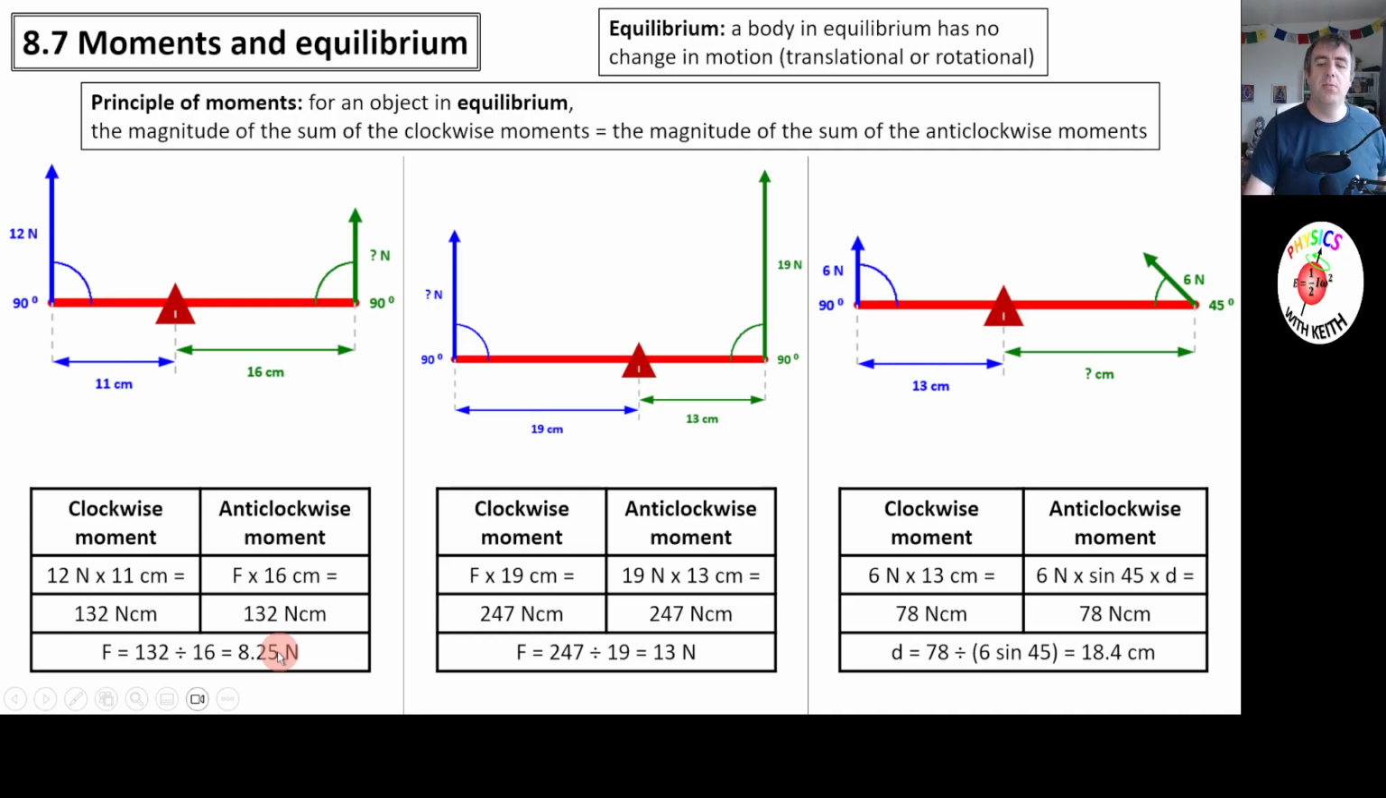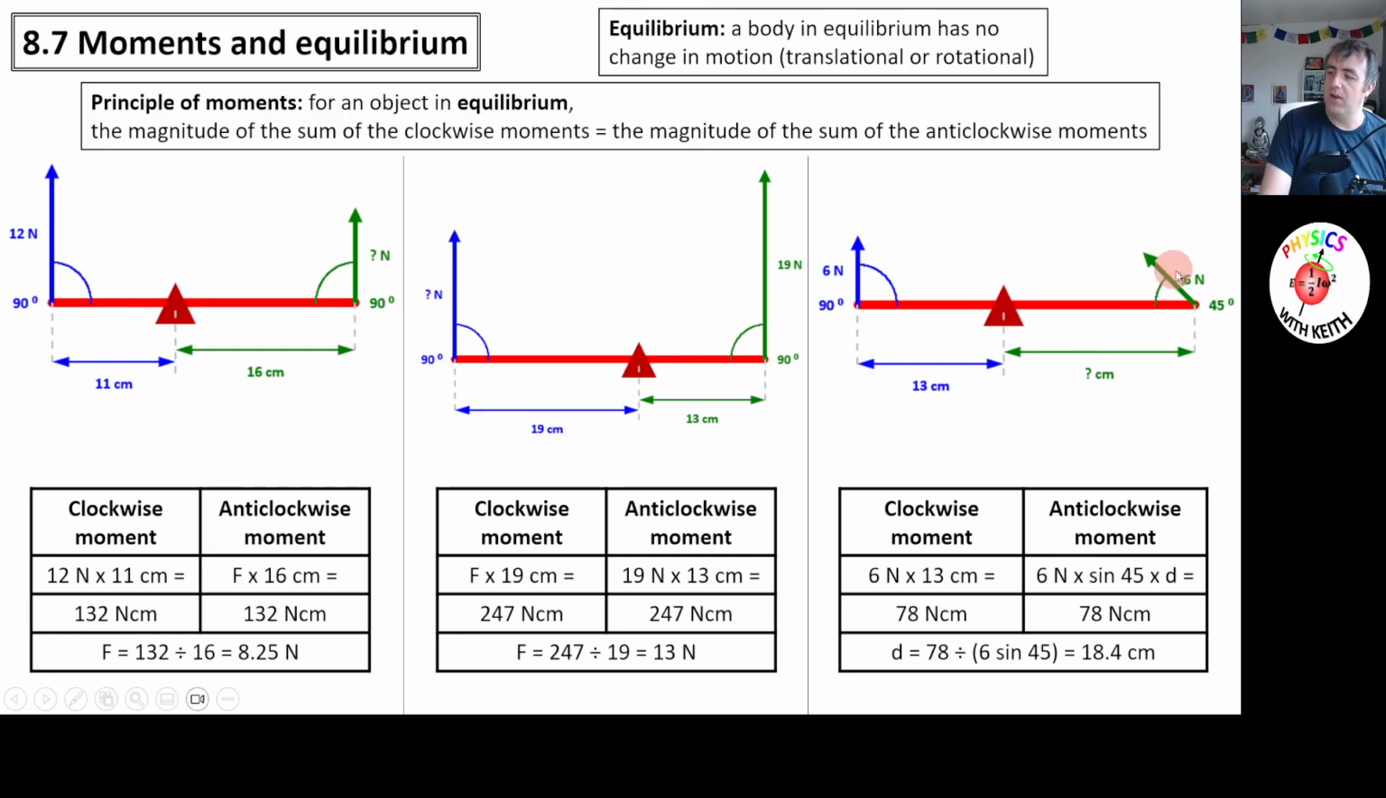And if you've got multiple sources of clockwise moment or anti-clockwise moment, laying it out in a table and adding up the sum of them at the end of each column, and they must be the same, is a really handy strategy. So you can see I've done the same thing here to find the missing force here.